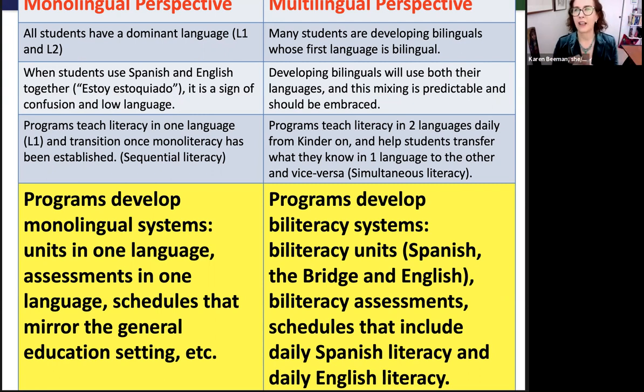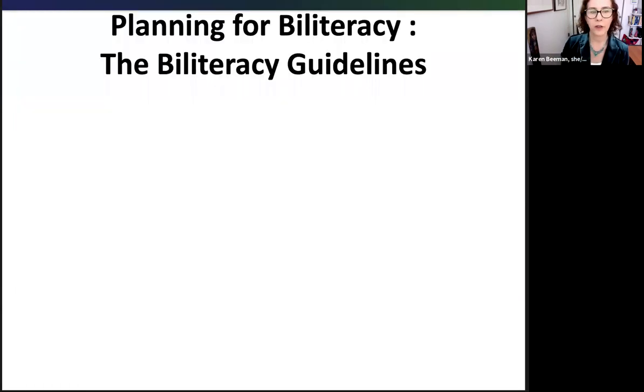What we have found is that that actually hinders biliteracy development. And so instead, what we really want to make sure we do is create bilingual curriculum maps that are standards-based, bilingual units using a framework like the biliteracy unit framework that includes the bridge that's key for transfer and metalinguistic awareness, biliteracy schedules, and real important, because assessment is a mirror of instruction, we need to have authentic assessments in both Spanish and English. So I'm going to share with you our guidelines.